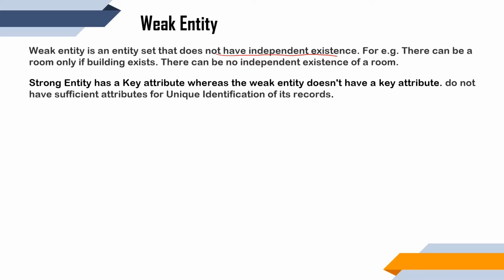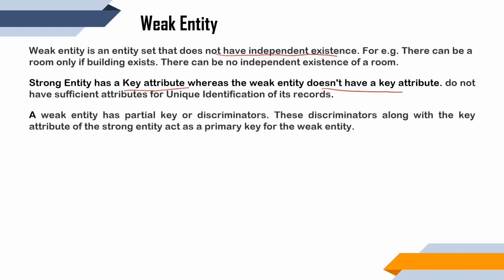Now, a strong entity has a key attribute, whereas the weak entity doesn't have a key attribute because we cannot give any attributes which sufficiently or uniquely identify records of the weak entity, right? So how will a weak entity get its primary key? A weak entity basically has a partial key, which is called a discriminator. These discriminators, along with the key attribute of the strong entity, will act as a primary key for the weak entity. Let's see with an example.